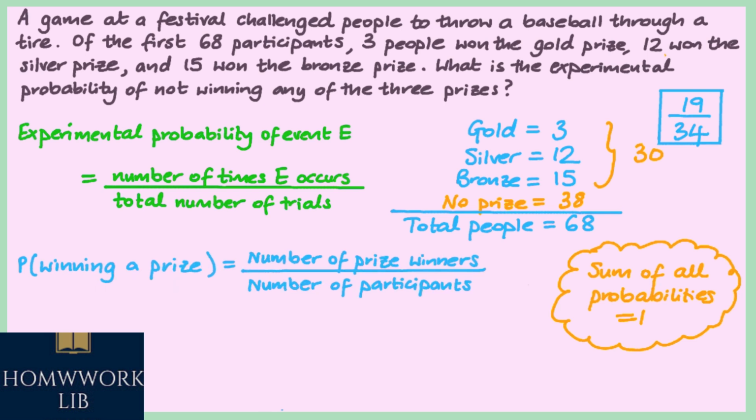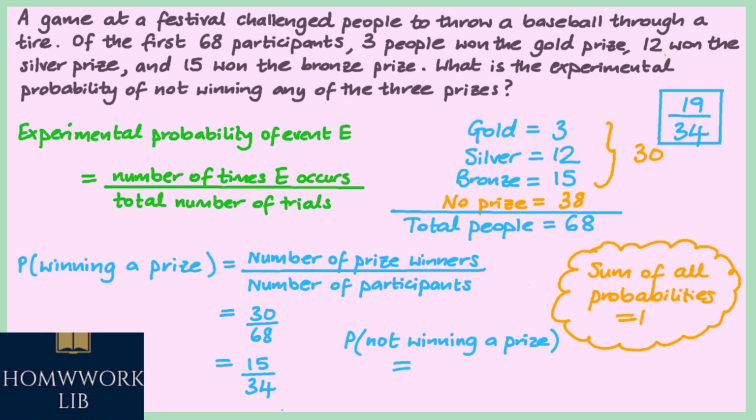So in our second method, we're going to calculate the probability of winning a prize, which is equal to the number of prize winners divided by the number of participants. Adding together all the prize winners gives us 30, and since we still have 68 people, then this will be 30 over 68. We can then simplify this to give us the fraction 15 over 34.